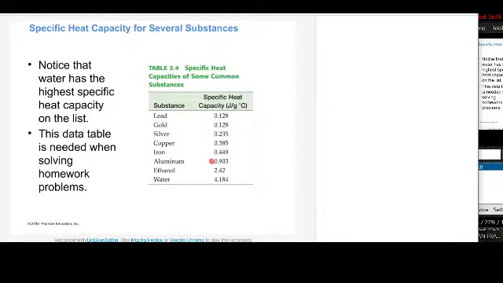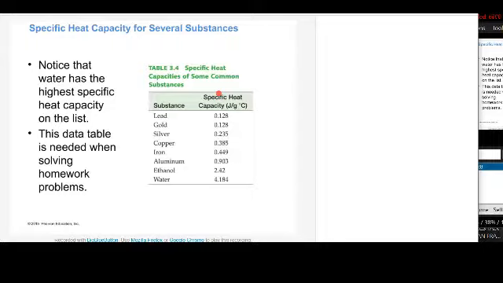Let's look at some heat capacities of substances. You don't have to memorize any of these. Anytime this is needed in a calculation, the table will be given to you. So we can see here we have common objects: lead, gold, silver, copper, iron, aluminum. These are all metals that you're probably familiar with. And notice they're all less than one. So they have typically a specific heat less than one.